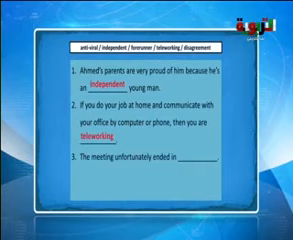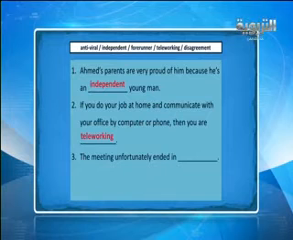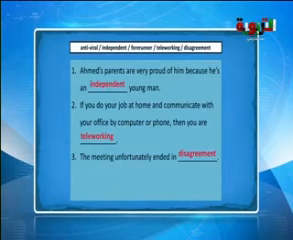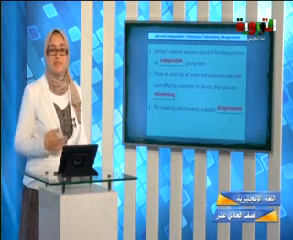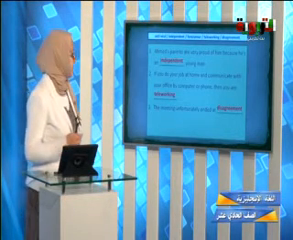Number 3, the meeting unfortunately ended in, what do you think? Ended in, look at the words at the top. It should be a consequence. So it ended, unfortunately, of course, we have a keyword here that gives us the answer. So unfortunately means that something bad happened. So based on that, the answer is disagreement. So the members of the meeting or the people sitting in the meeting didn't really agree with one another. There was a bit of a problem.